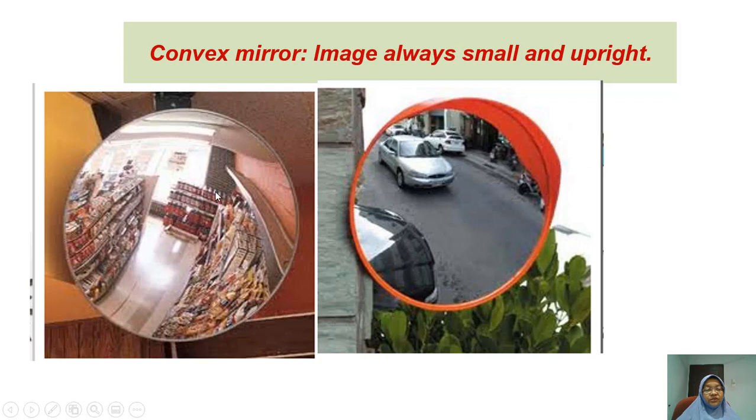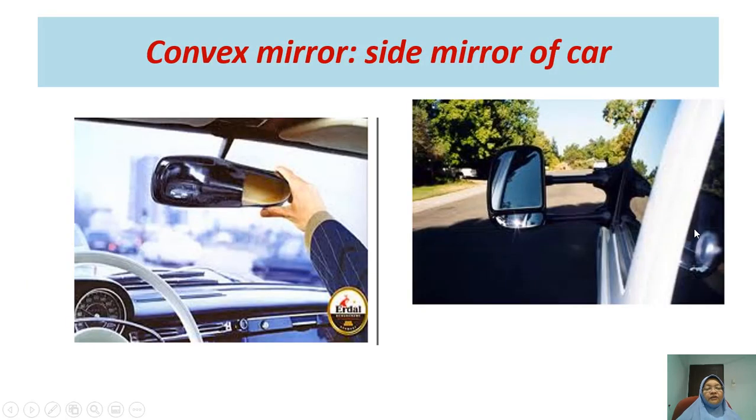This is seen in the supermarket, on the corner of the road. The image is upright and small. The convex mirror is also used for the side mirror of a car. This is the side mirror of the car, a convex mirror. So the image is very small.